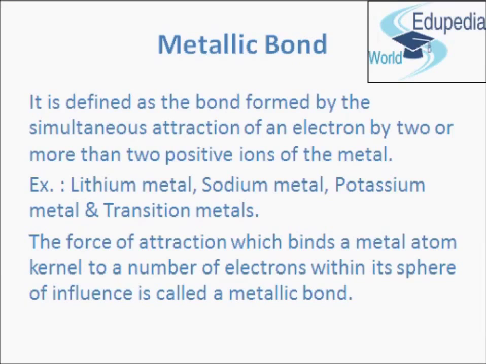In order to account for the nature of metallic bonding and properties of metals, the electron sea model has been proposed. The structure of metallic crystals reveals that each metal atom in a metallic crystal is surrounded by 8 or 12 other metal atoms.